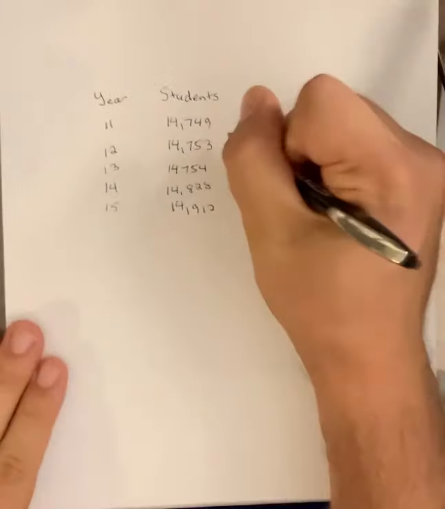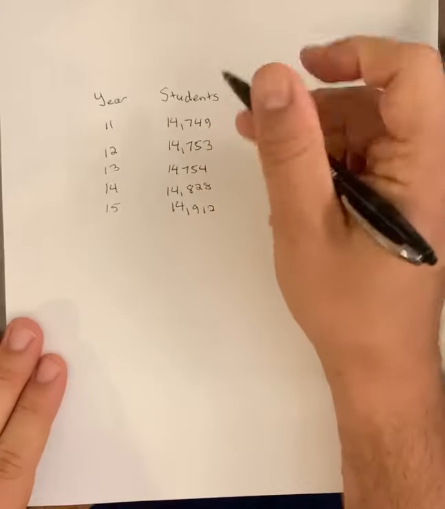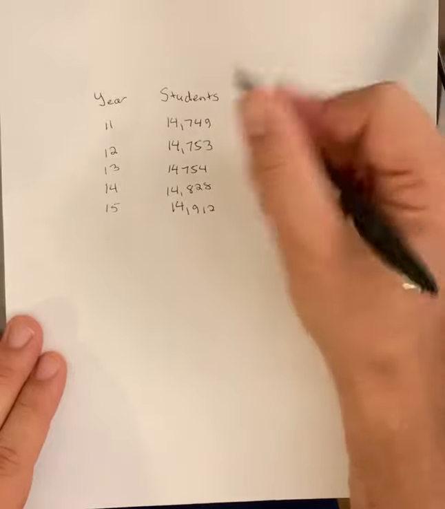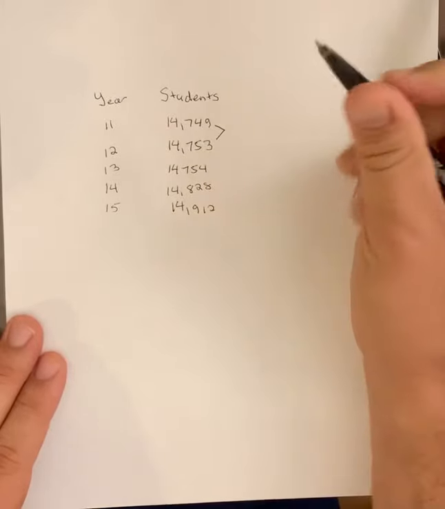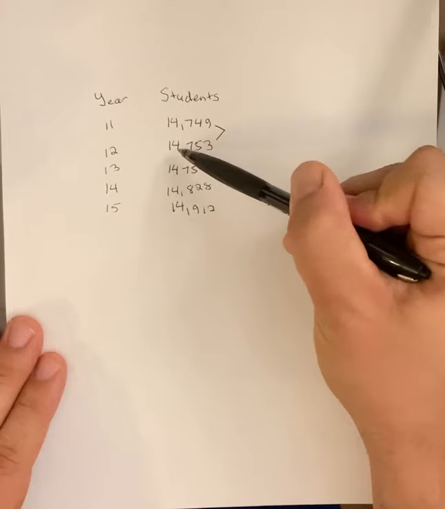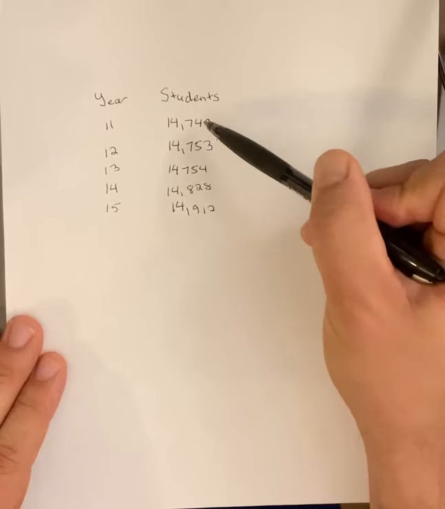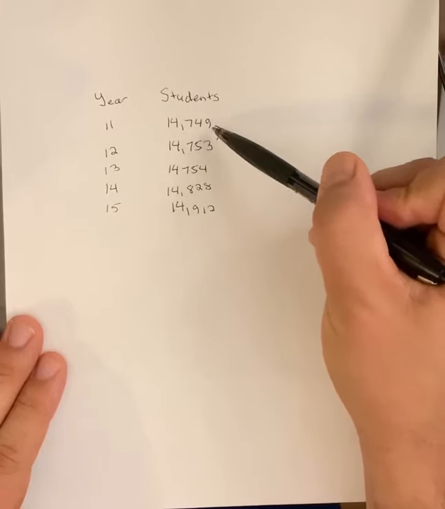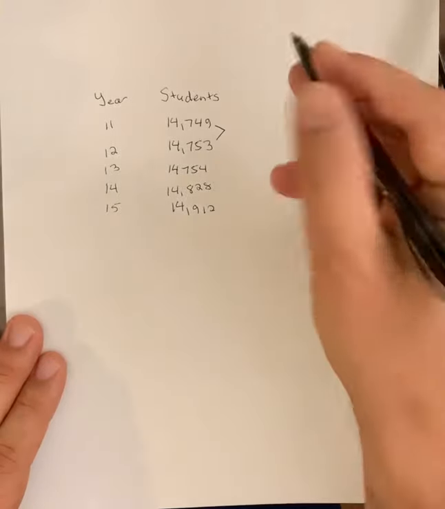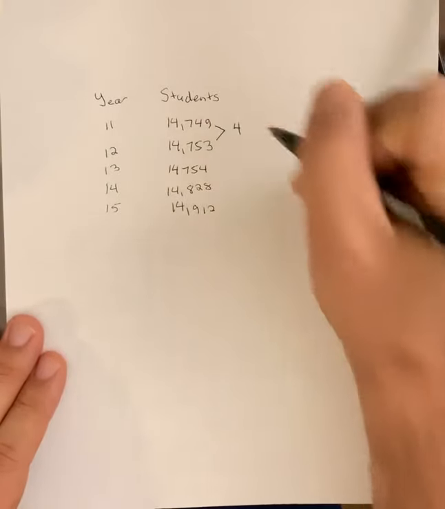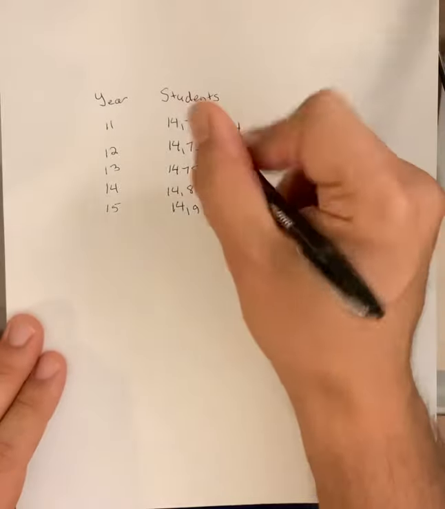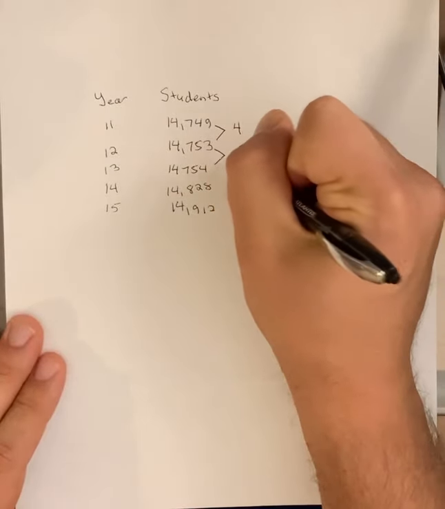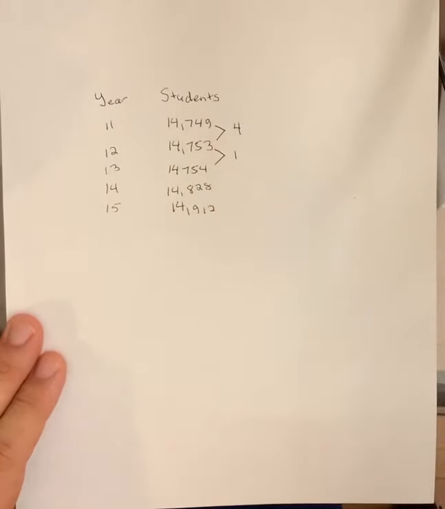So first, I'm going to look at how many students we are increasing by, or kind of like what my slope is. If I take 14,753 minus 14,749, I notice that I increase by 4,000 students. Here, I increase by 1,000 students.